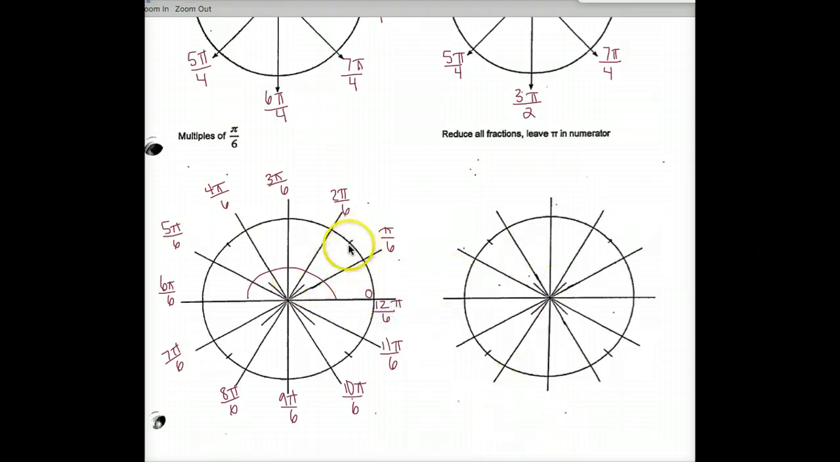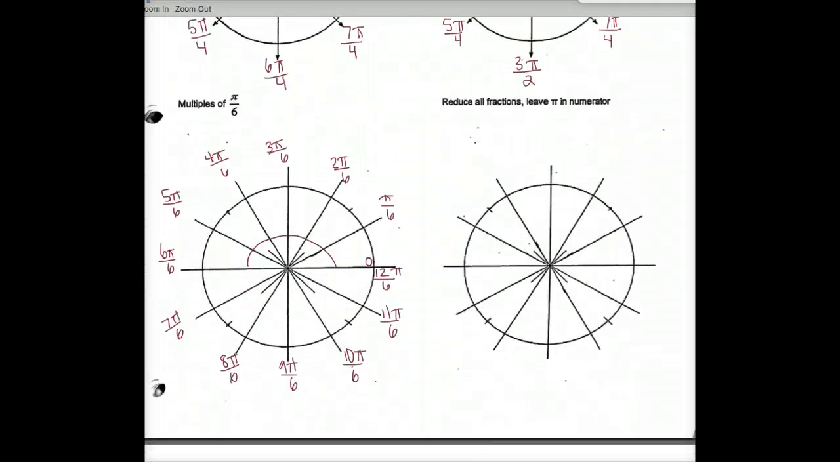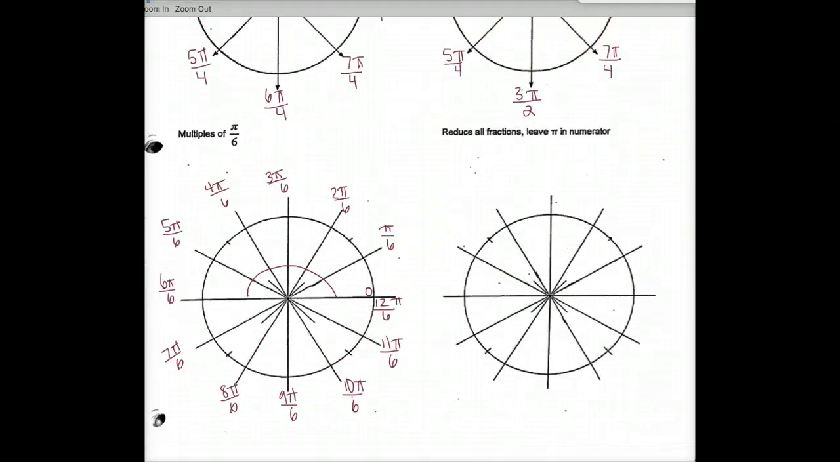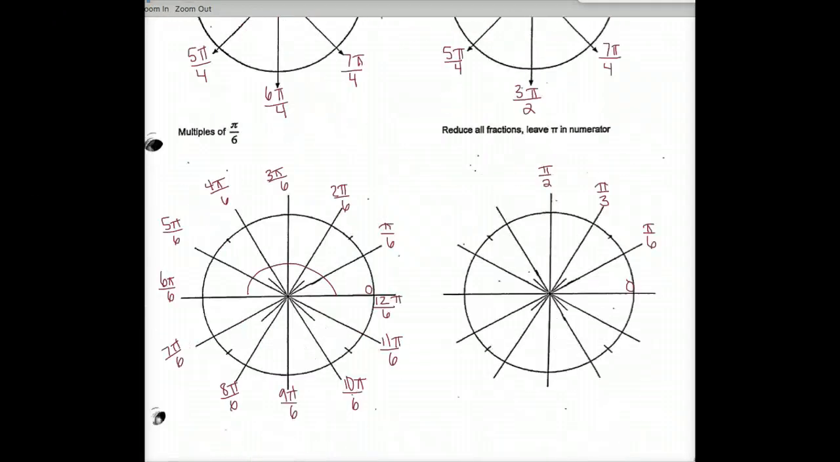Notice that in the middle, you can see where the marks for the 45 multiples were, the multiples of pi over 4. Now we do the same thing that we did up here. We're just going to reduce the fractions. So 0 stays the same, pi over 6 stays. 2 and 6 are both divisible by 2, so this becomes pi over 3. 3 and 6 both divisible by 3, that's pi over 2, which should make sense. It's a repeat from what we have up here, so it should be the same thing.